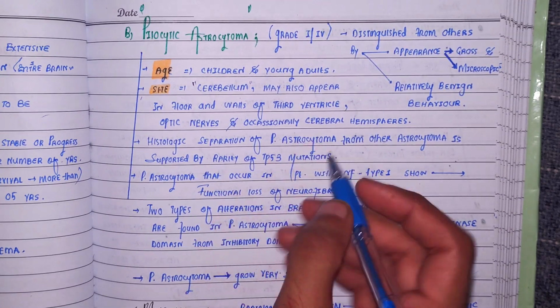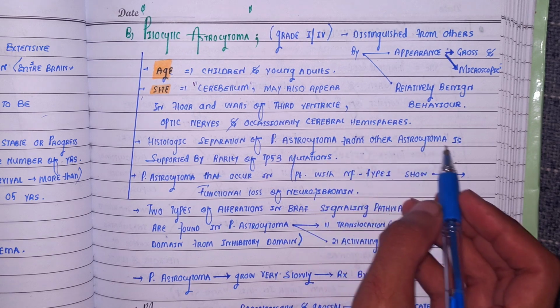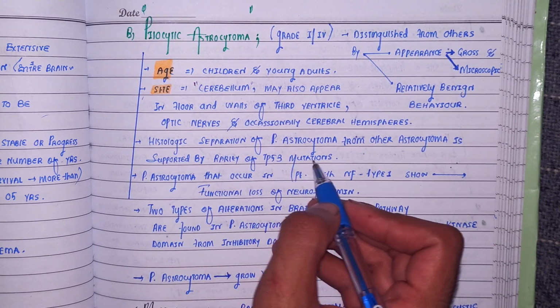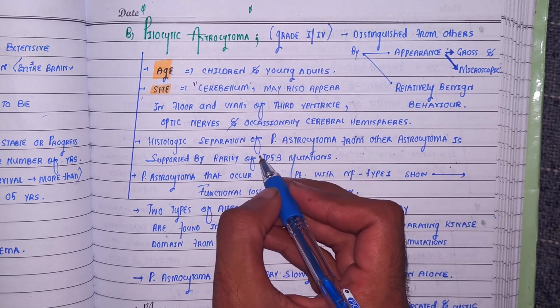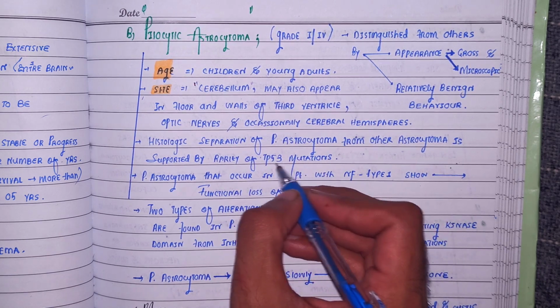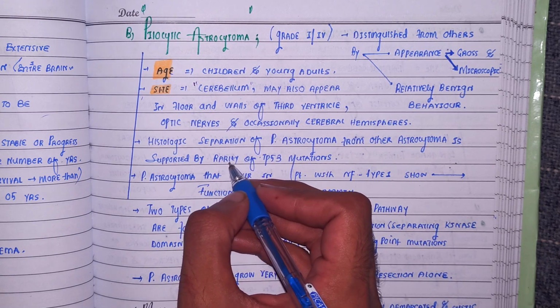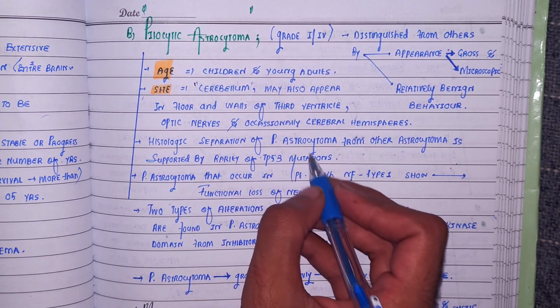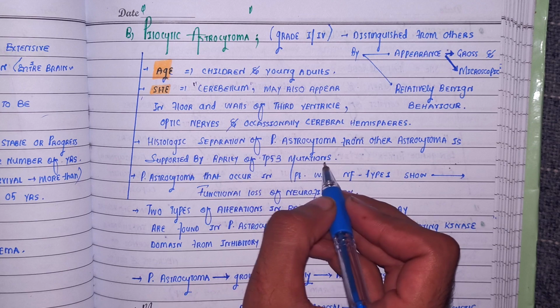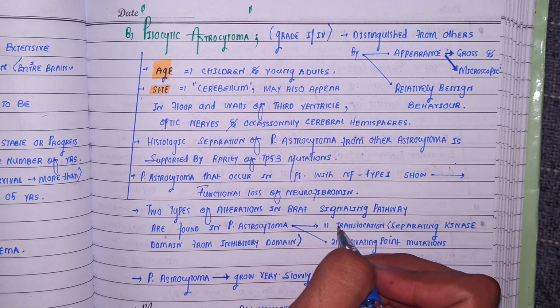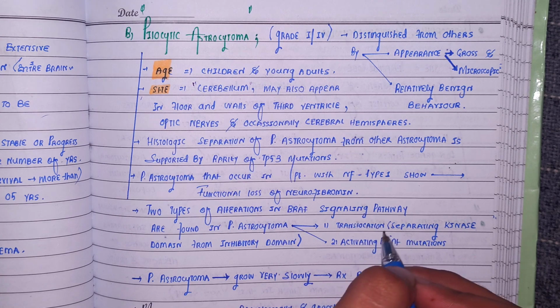The histologic separation of the pilocytic astrocytoma from other astrocytoma is supported by rarity of the TP53 mutations. The TP53 mutations are common in other astrocytoma, but there is a rarity of the TP53 mutations in the pilocytic astrocytoma. So this can be a very important distinguishing point, a histological separating point.